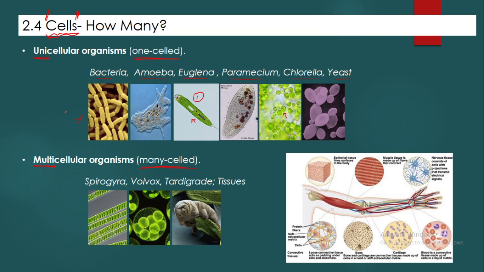A multicellular organism can be taken as two types. Some are made up of a few cells, and others are made up of too many cells, millions and billions of cells. Spirogyra, volvox, tardigrades, this kind of small multicellular organisms are there. They don't have many cells, they have few cells. Spirogyra you can see in the pond water. This one is one cell.